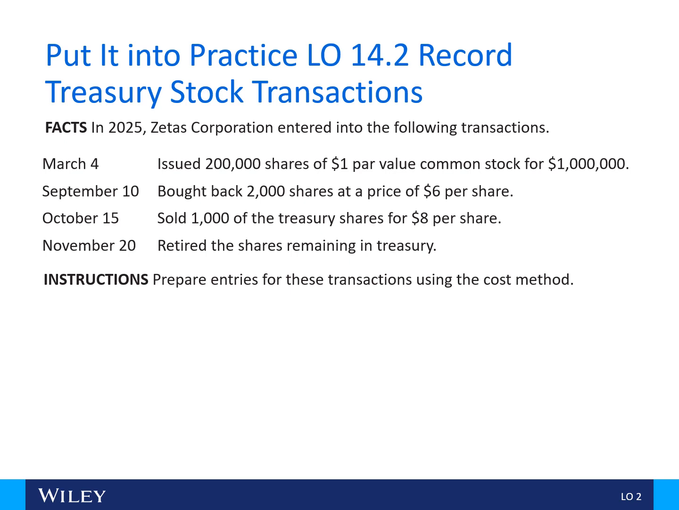Okay, so again, this is an example here. March 4th, they issued 200,000 shares of $1 par common stock for $1 million. So you're going to have par value of 200,000 and additional paid in capital of 800,000, to make up the full $1 million that you received. On September 10th, you bought back 2,000 shares at $6. So you're going to debit treasury stock for $12,000 and credit cash.